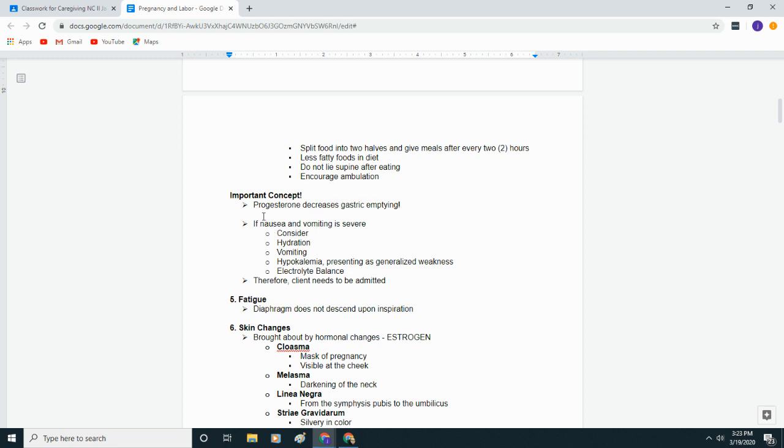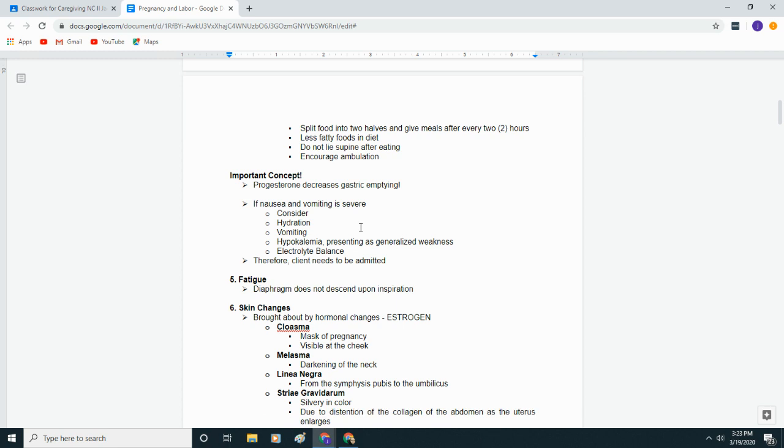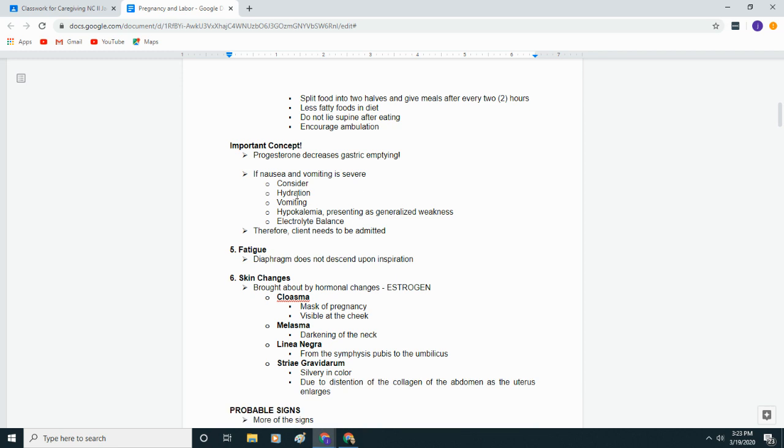If nausea and vomiting is severe, consider dehydration, hypokalemia, and electrolyte imbalance. If there is severe nausea and vomiting, you should check for dehydration of the patient and electrolyte imbalance. You can give Oresol or electrolytes or Gatorade. Next would be fatigue.